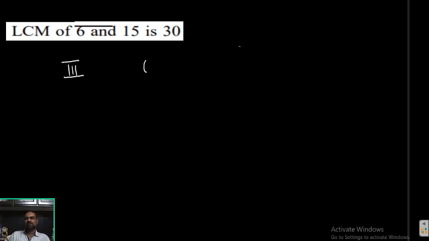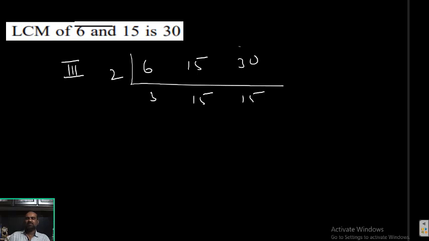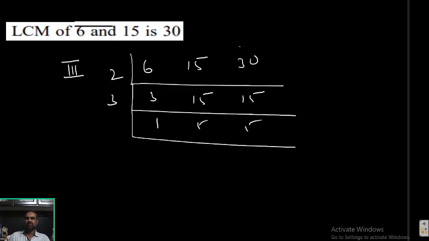Third method: 6, 15, 30. 2 divides at least one of them, no? 2 divides 6 and 30; 3, 15 as it is, 15. Now I will take a prime number 3. 3 ones are 3, 3 fives are 15, 5s are 5. Another prime number 5. 5 ones are 1, 1s are 1s, 1s are 1s. Therefore LCM equals 2 into 3 into 5, that equals 30.